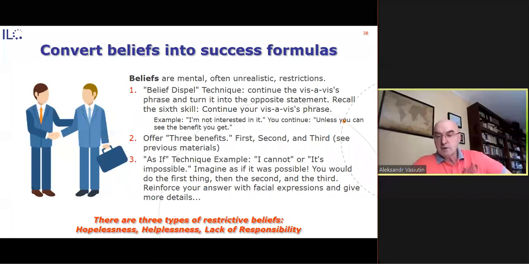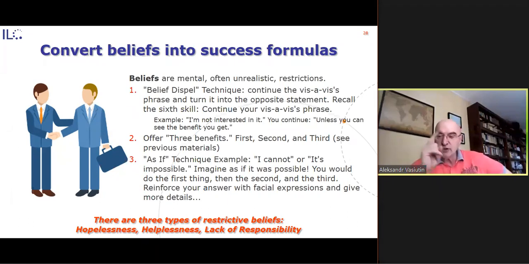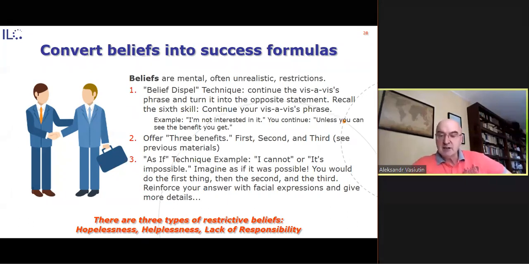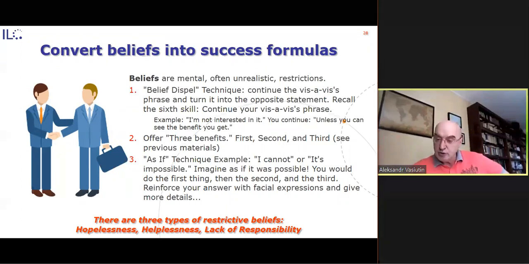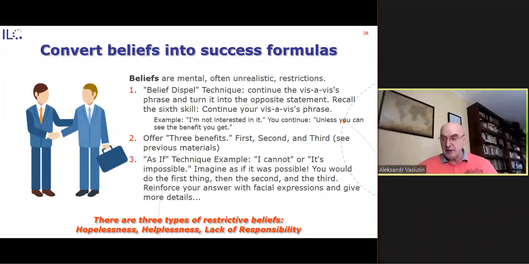What to do then? There is a good method. Continue the phrase given by the person you are talking to and turn it into something contrary. This is skill number 6. You continue the phrase. For instance, I am not interested in it unless you see the benefit you get. Or the other option is 3 benefits.